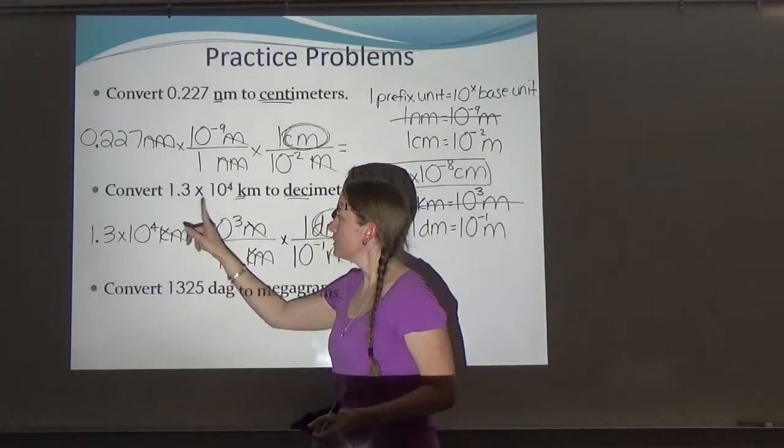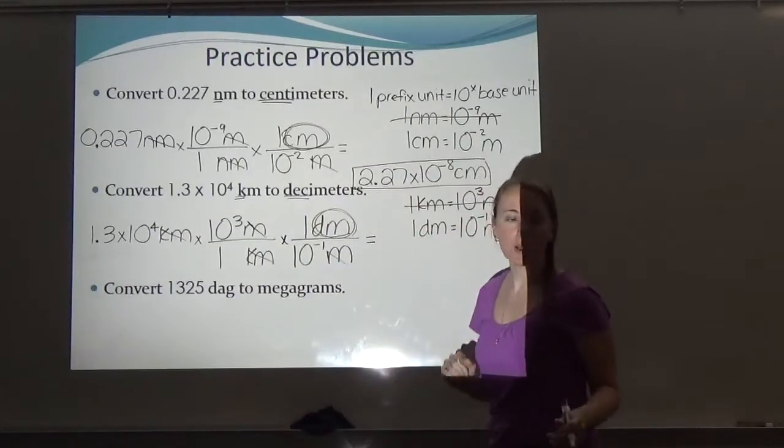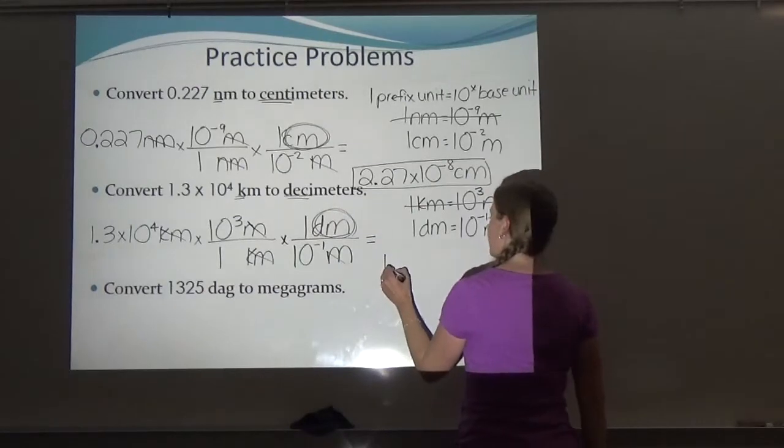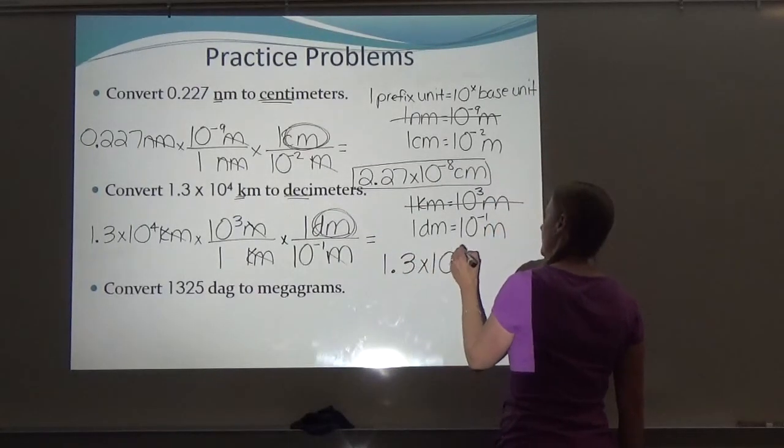So I multiply my 2 numbers on top, divide by my number on bottom, and for that one, I got 1.3 times 10 to the 8 decimeters.